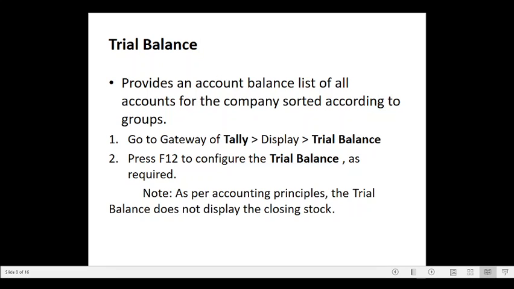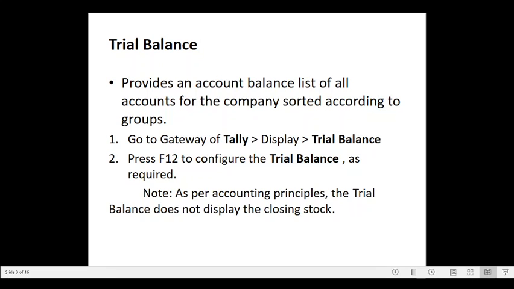If the journal entries are posted correctly to the general ledger, the total of debit balances should be equal to credit balances. Now let's understand how to view the trial balance, because once the ledger accounts are created by the company, the trial balance is automatically created or prepared. So we need to view the trial balance.